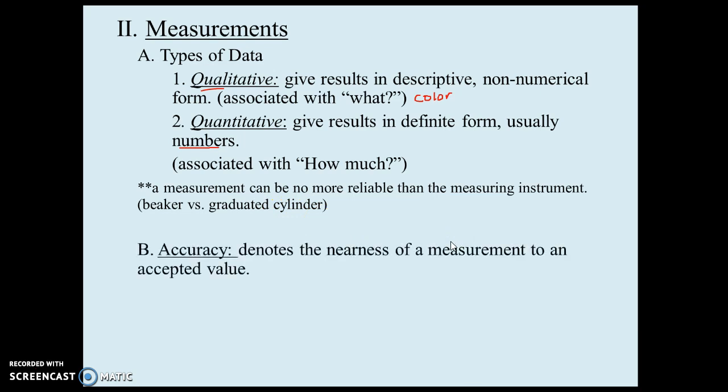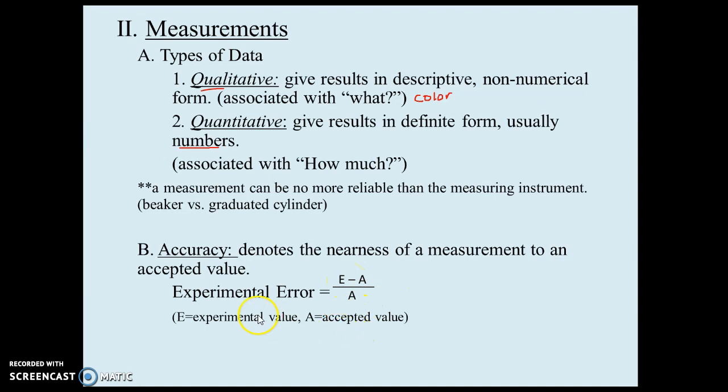We talked about accuracy and precision before, and when I was reading through some of your reflections from that chapter, some of you were still a little bit confused. So we go over this in this chapter again. Accuracy denotes the nearness of a measurement to an accepted value. So it's how close are you to the actual known value.